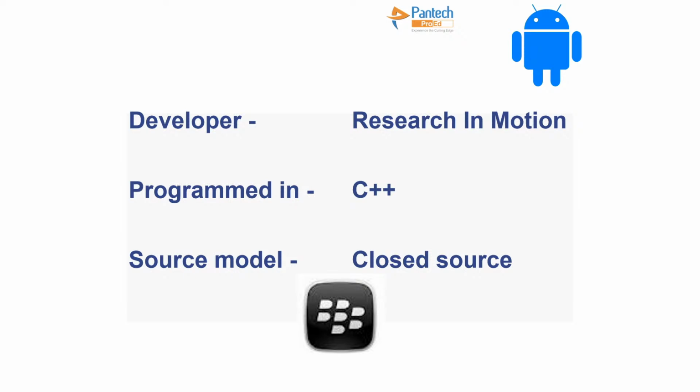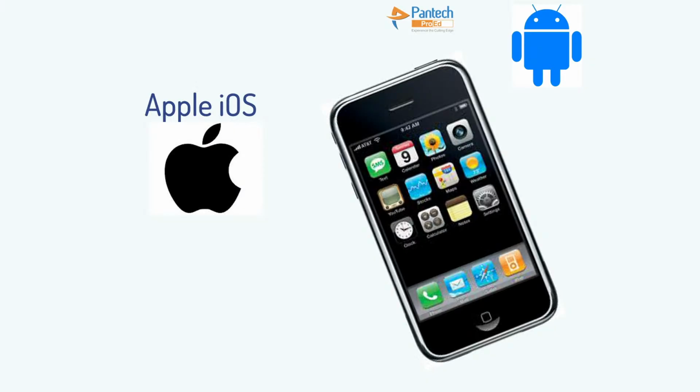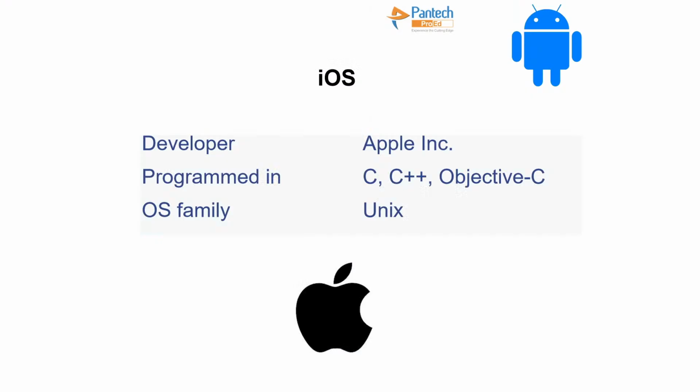Closed source is nothing but, if you want to modify anything in your OS, you can't modify it in that particular OS. If you need those things, you need to install some other third-party apps. If that option is available in third-party apps, you can use that. Otherwise, if even third-party apps are not available, you don't have the permission to modify those parts. So this is closed source. One example is iOS, which is also closed source only.